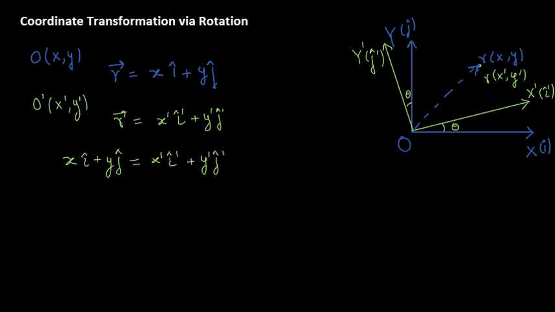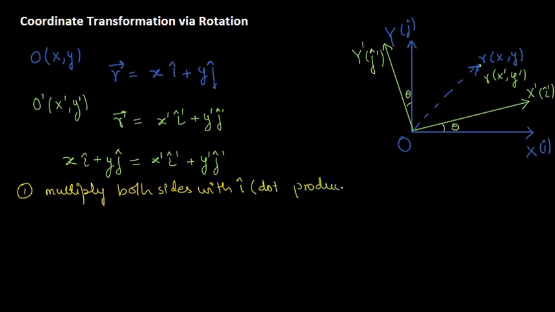Okay, now let's do this. From equation 1, we multiply both sides with i cap, that is, let's do the dot product. When you do the dot product, it will become x i dot i plus y j dot i is equal to x prime i prime dot i plus y prime j prime dot i.